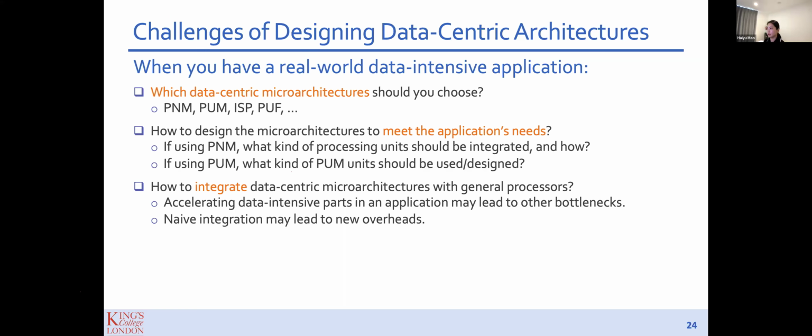Yeah, and integrating the microarchitecture with the general processors: a very naive integration may lead to new overheads, meaning that if you don't integrate it in a good way, then the integration may become a bottleneck. And also how to map the data and schedule the tasks in the data-centric architectures. Because in the traditional computer architecture, we don't really need to consider data mapping. We manage the data in a flexible way, and we provide the processors the data, like we kind of provide the service.